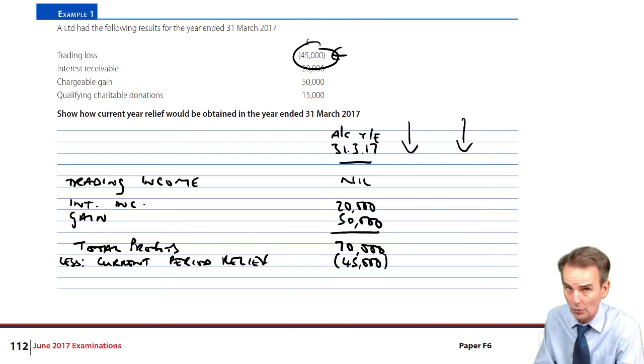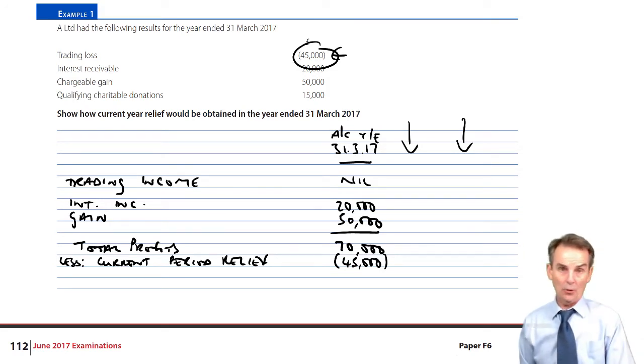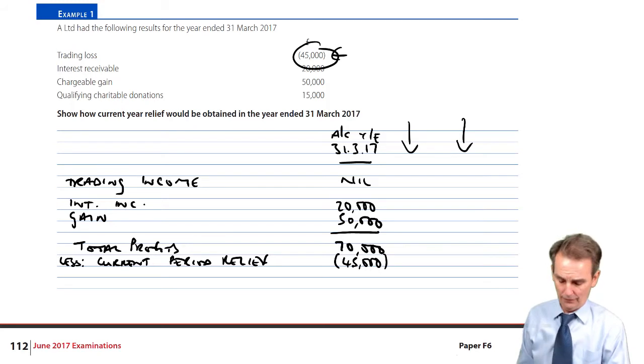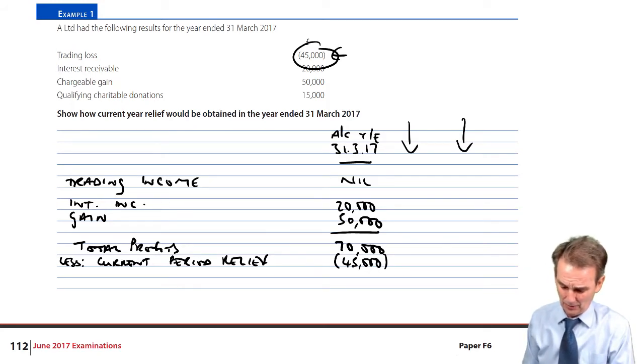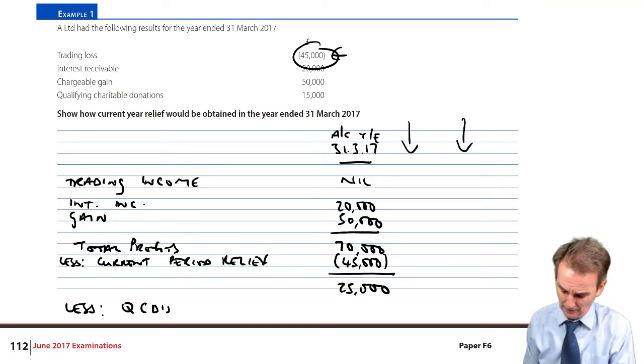Now here, if the loss was more than £70,000, then the whole £70,000 would be eliminated. You'd bring the total profits down to nil, and if there was still excess loss remaining, you then had the choice between, do I carry back now or do I carry forward? Here though, just £45,000 worth of loss. That therefore leaves us with, after the loss relief, a revised total profit of what would appear to be £25,000. Thankfully here, sufficient to absorb all of the qualifying charitable donations of £15,000.